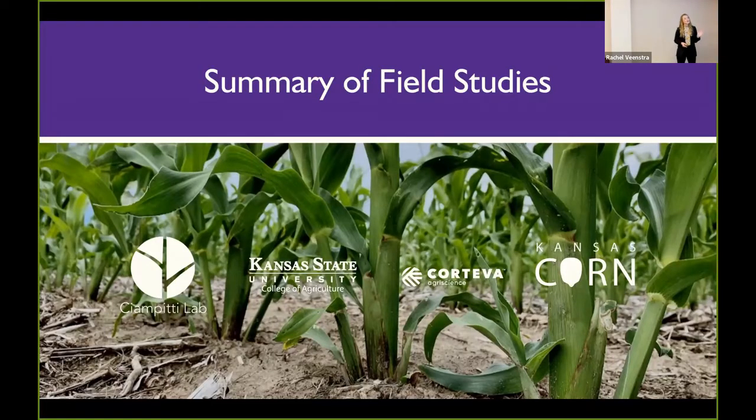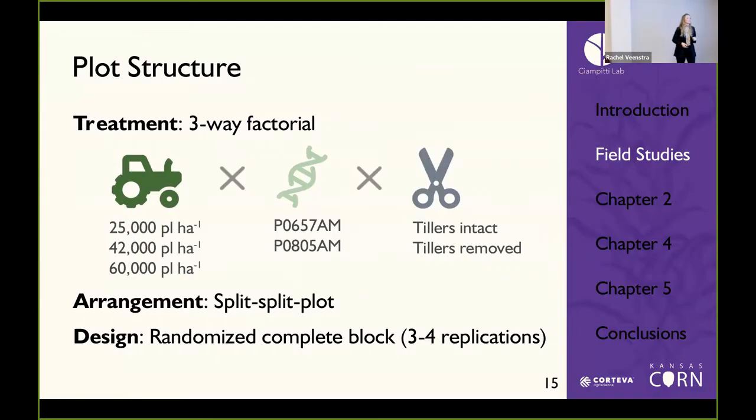So as a brief overview of our field studies, we established our plots in a three-way factorial treatment structure with 3 plant densities, 2 genotypes, and 2 tiller treatments. So tillers were either left intact, so we didn't touch them throughout the season, or we removed them at stage V10, and we'll talk about that a little bit more in a second. But we used a split plot arrangement and a randomized complete block design with 3 to 4 replications depending on the site year that we were working in.